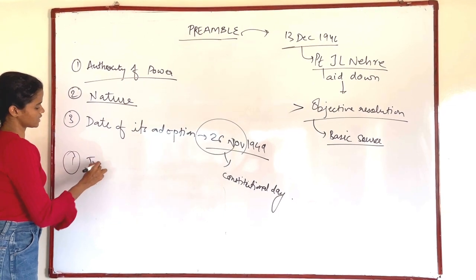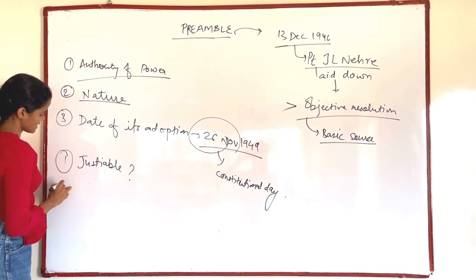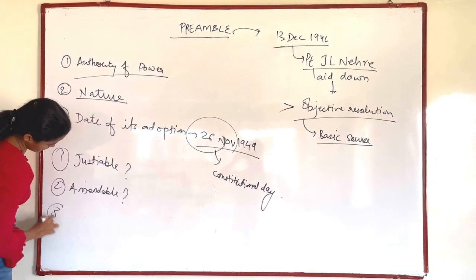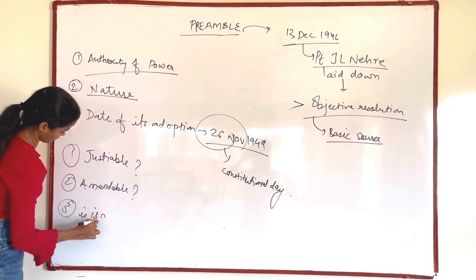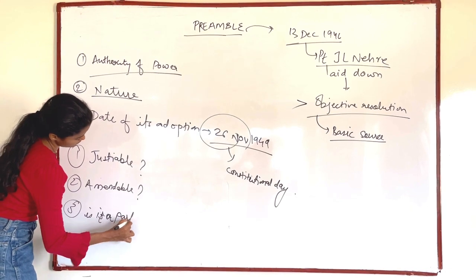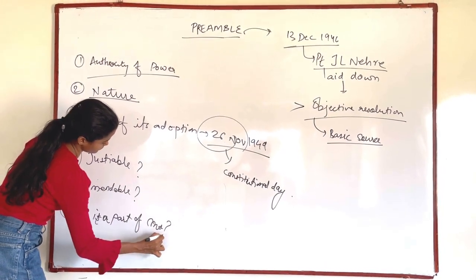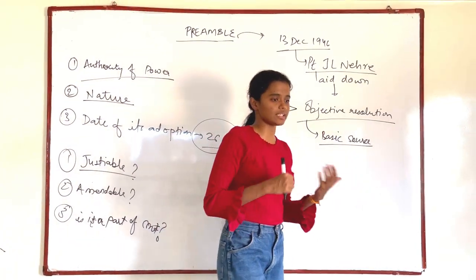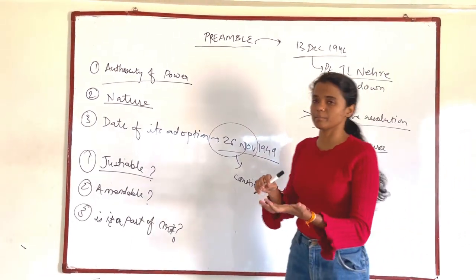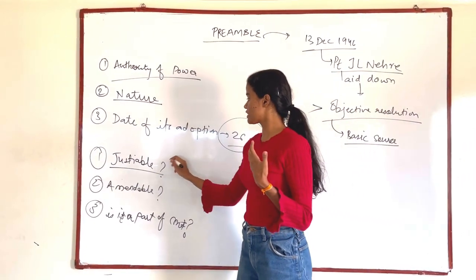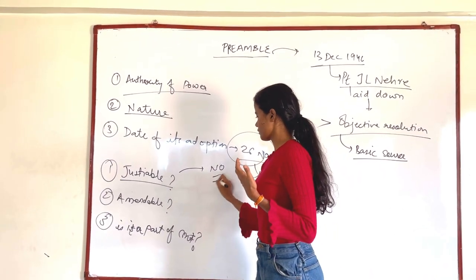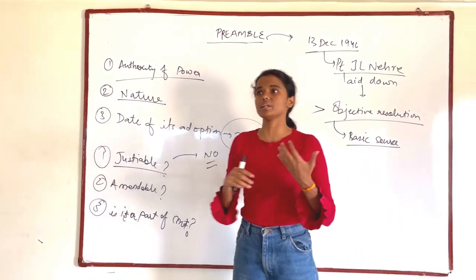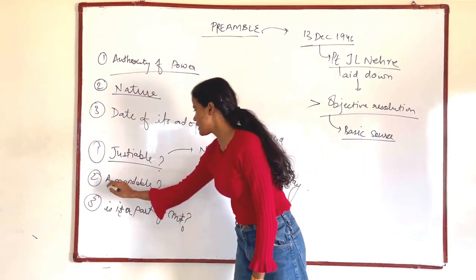Now I have three questions. First, is it justiciable? Second, is it amendable? And third, is it a part of the constitution? First start with justiciable. What do we mean when we say justiciable? It simply means, can you enforce the preamble on the government through the judicial way? The answer is no. You cannot go to the Supreme Court or the judiciary and say that your preamble has been abridged.